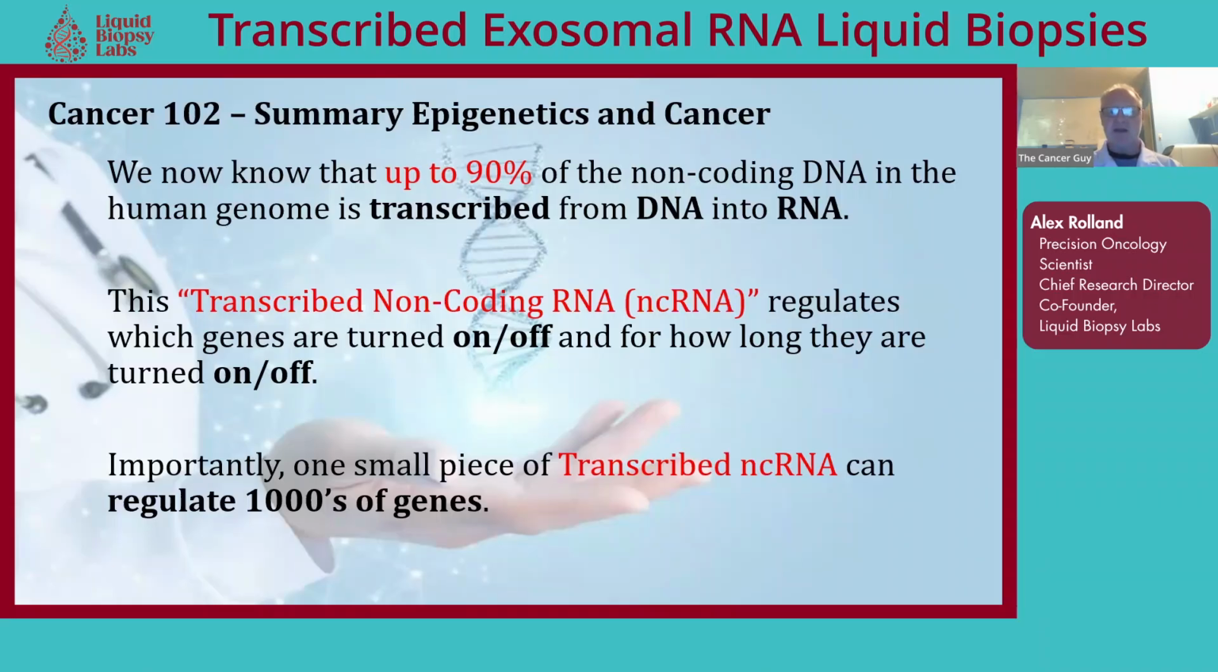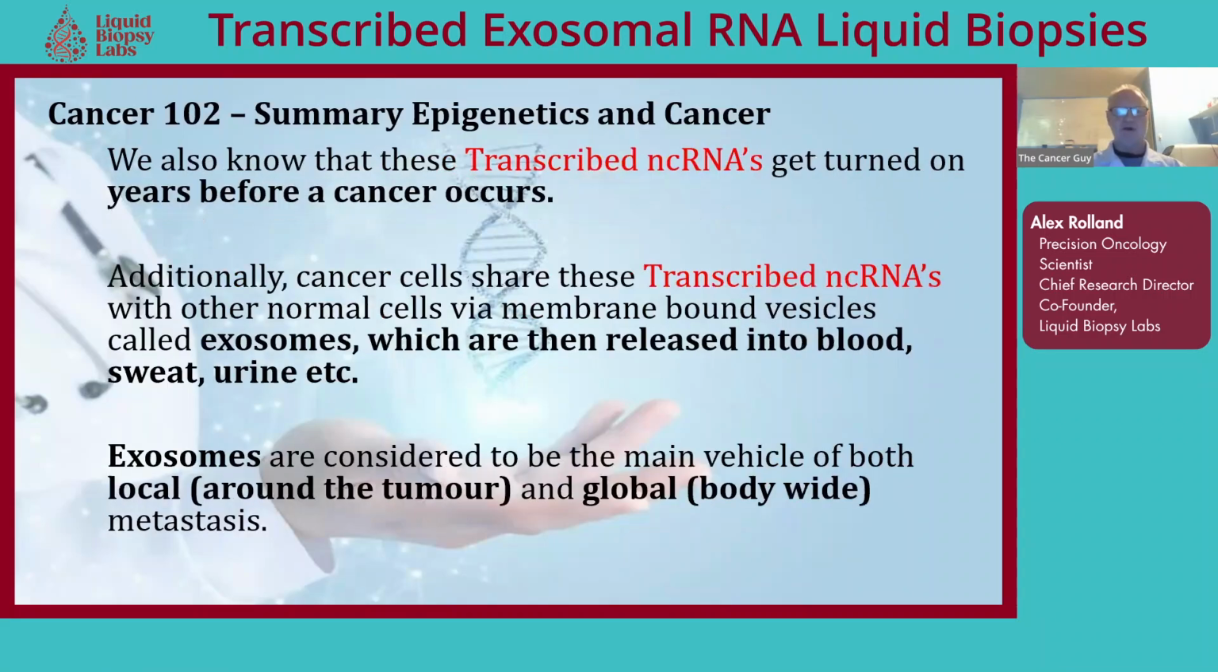It's not encoding proteins, so it just stays as RNA. This transcribed non-coding RNA regulates which genes are turned off and on, and for how long they are turned off and on. Importantly, one small piece of transcribed non-coding RNA can regulate thousands of genes. We also know that these transcribed non-coding RNAs get turned on years before a cancer actually occurs.